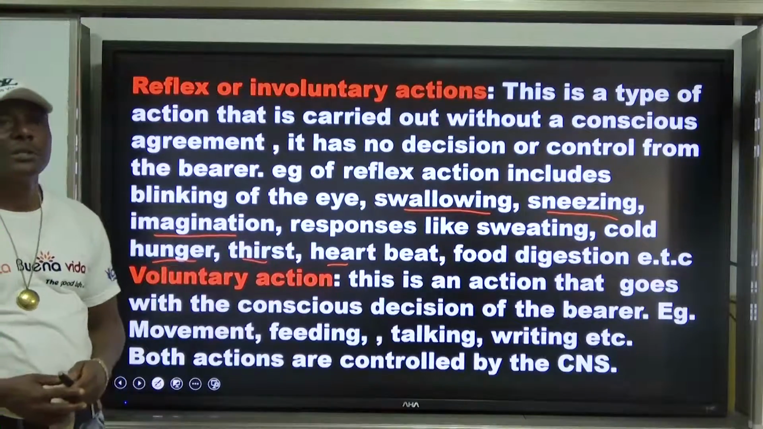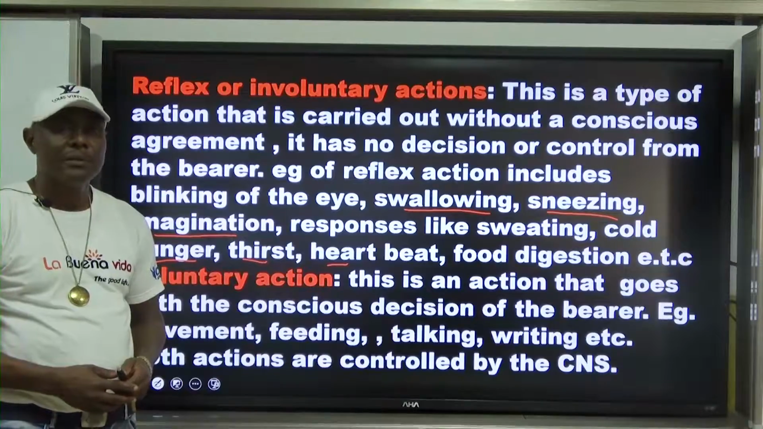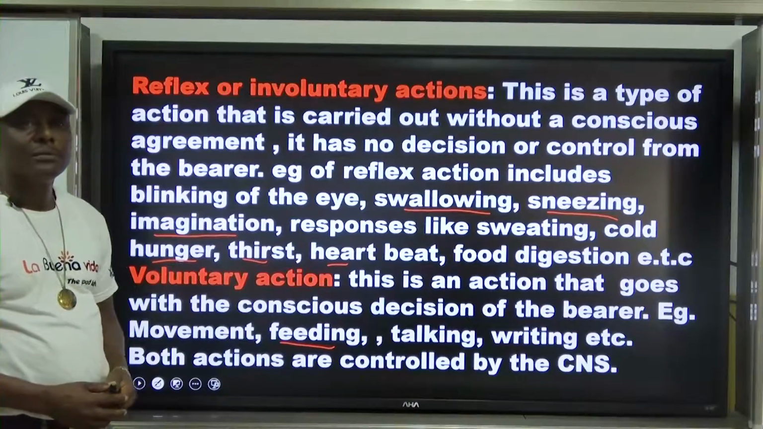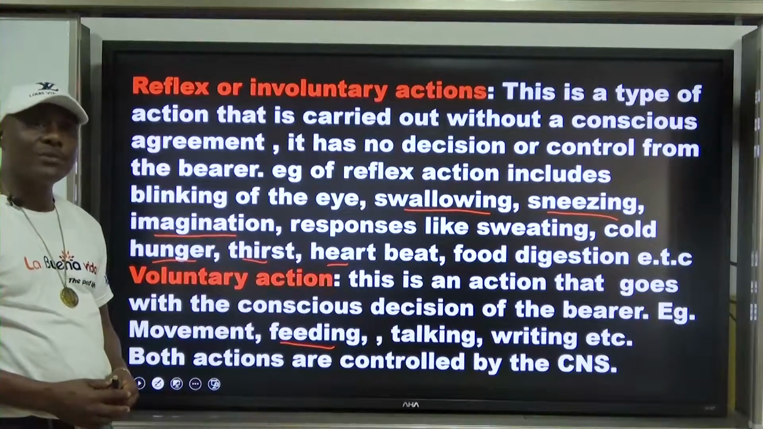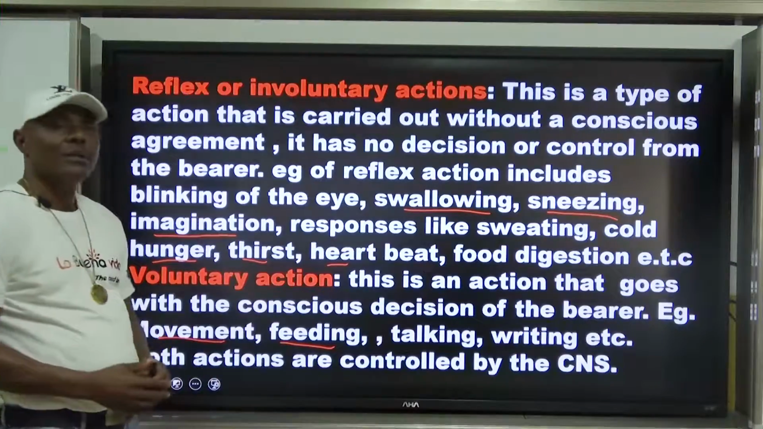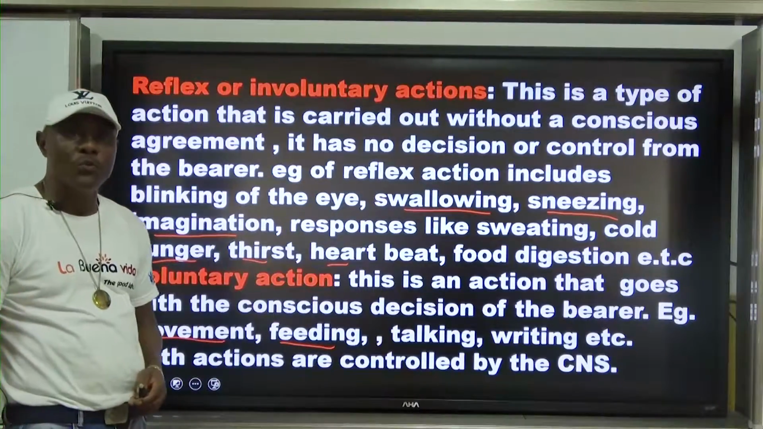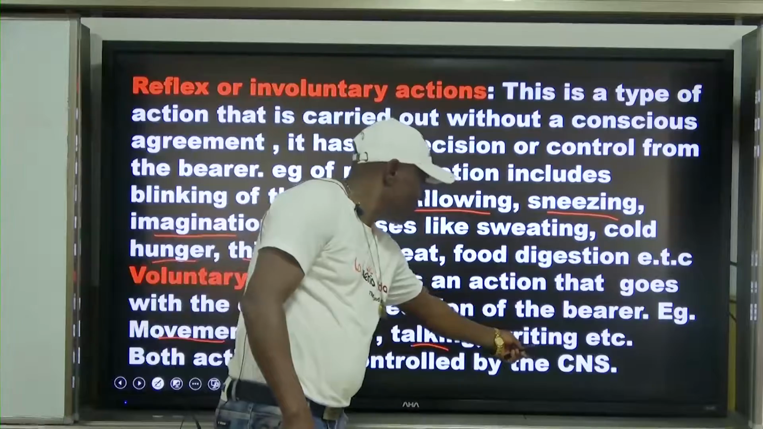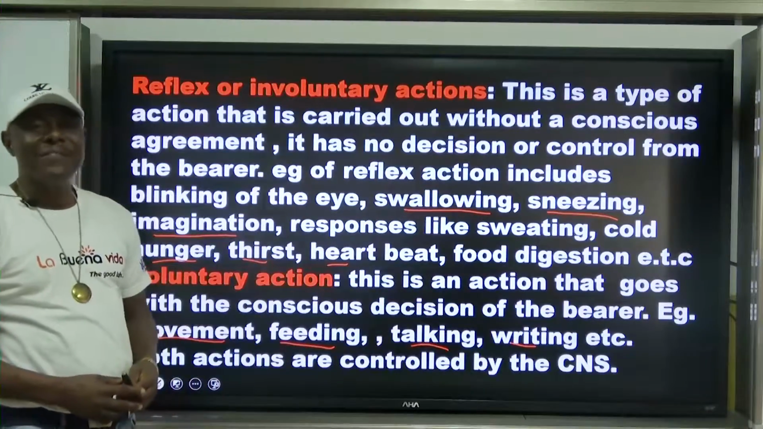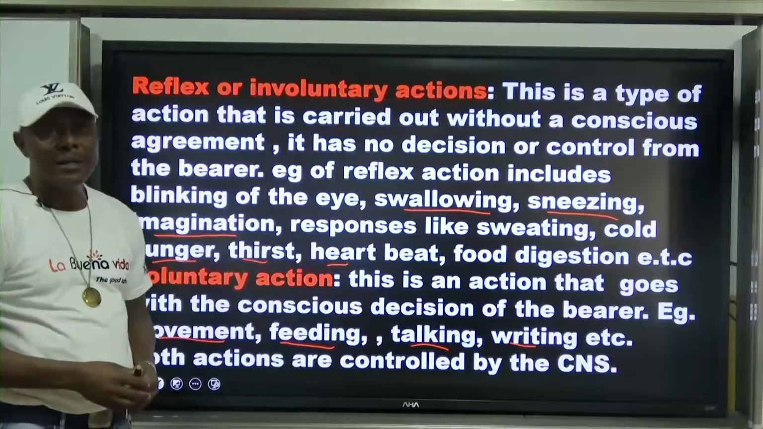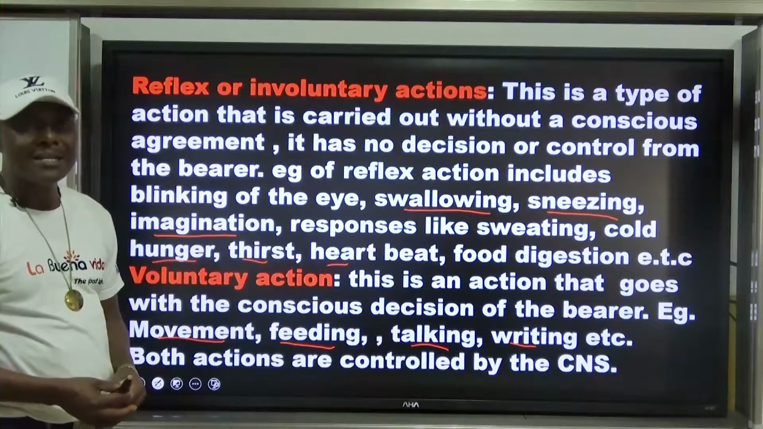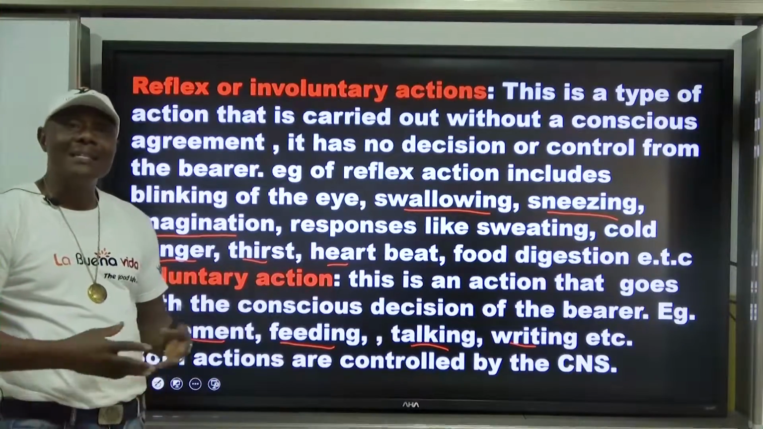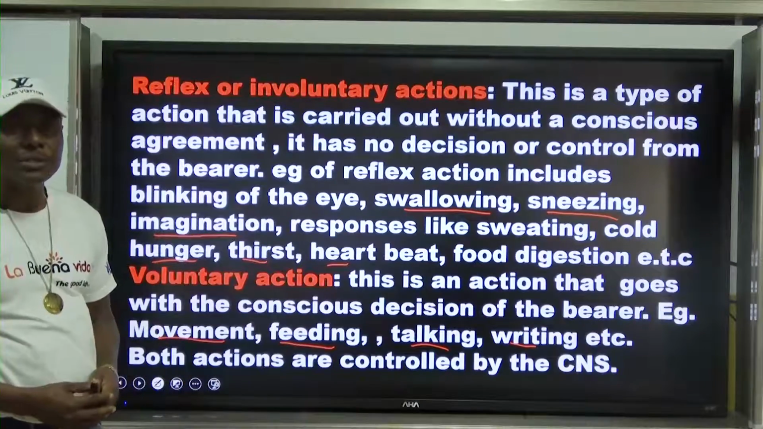We also have actions that are voluntary actions. These actions that are voluntary actions, like feeding, you can decide to eat or not to eat. That is a voluntary activity. Movement, you can decide on it to move or not to move. That is a voluntary activity. Talking, writing, you can decide on them. Each activity that you have decision and power over, that activity is seen as a voluntary action. And why? Because you can decide to or not to carry them out.